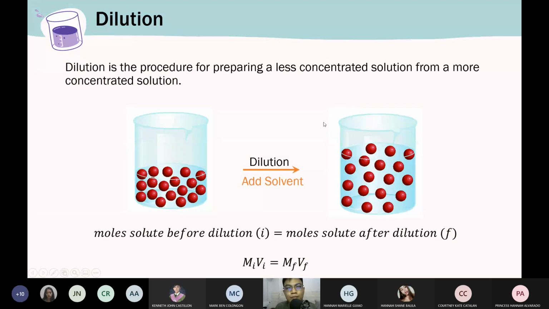And then in dilution, basically you just add solvent that increases the volume or the mass of your solution, making the concentration lower. But in terms of the solute, it's still the same. Okay? Kaya we can come up with the equation MIVI equals MFVF. Or in general, that's C1V1 equals C2V2.